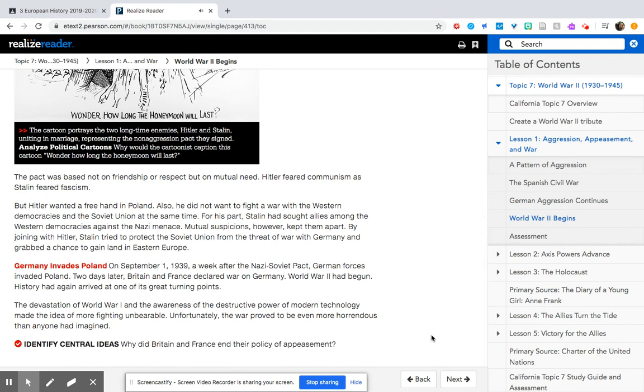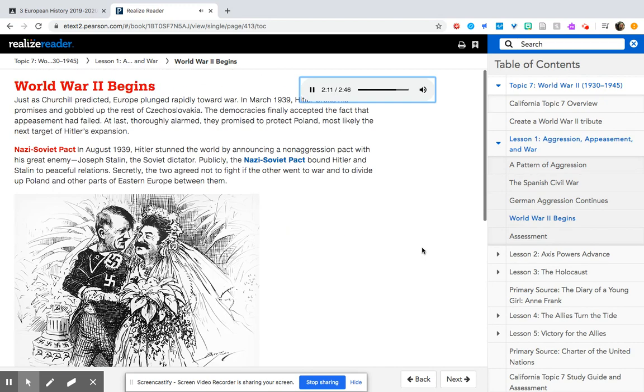Germany invades Poland. On September 1st, 1939, a week after the Nazi-Soviet Pact, German forces invaded Poland. 2 days later, Britain and France declared war on Germany. World War II had begun. History had again arrived at one of its great turning points. The devastation of World War I and the awareness of the destructive power of modern technology made the idea of more fighting unbearable. Unfortunately, the war proved to be even more horrendous than anyone had imagined.